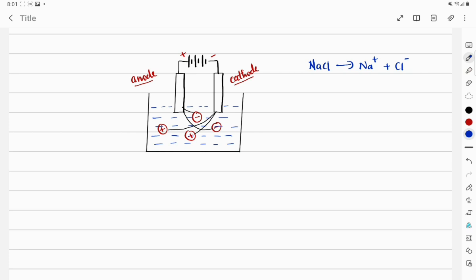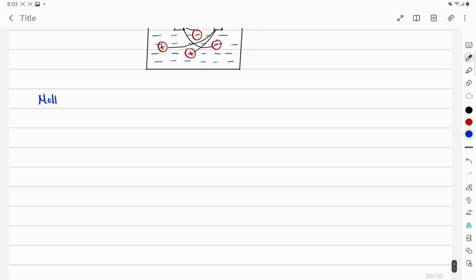Since it is a solution of sodium chloride, we cannot say that the only ions present will be Na+ and Cl-. What else will be there in a solution of sodium chloride? What other ions are possible? Before that, suppose the electrolyte used is molten sodium chloride. If we consider molten NaCl, then the only ions present will be Na+ and Cl-. In that case, what will I have at anode and cathode? Anode is positively charged, so Cl-, with the opposite charge, will go to the anode, and at the cathode, since it is negatively charged, I'll have Na+.